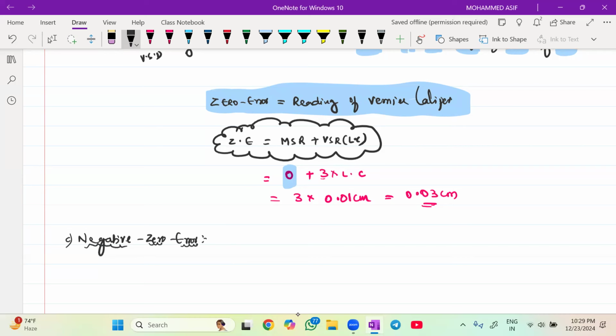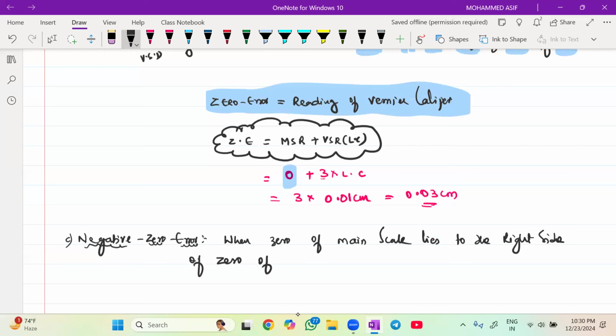Now tell me, what do you mean by negative zero error? So write this condition: when the zero of the main scale, try to understand the terminology, the zero of your main scale lies to the right side of the zero of the Vernier scale.